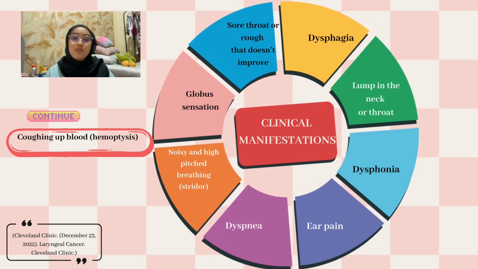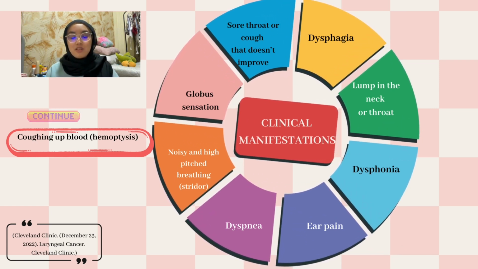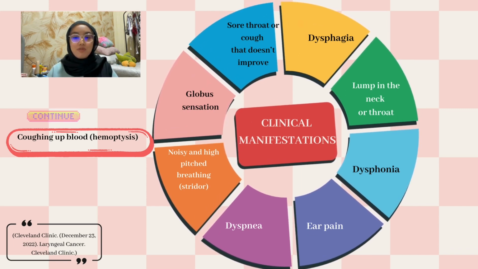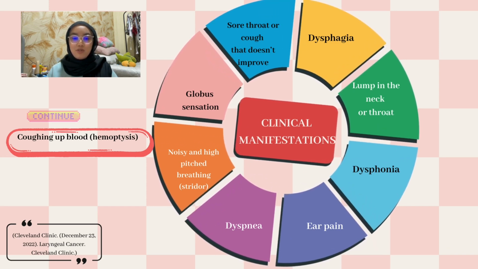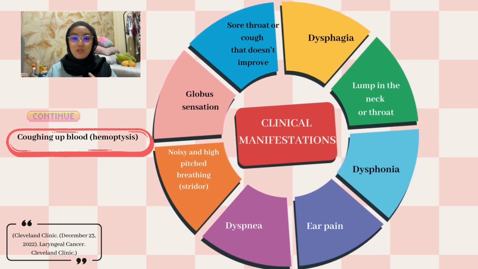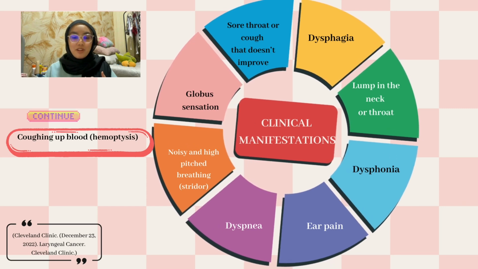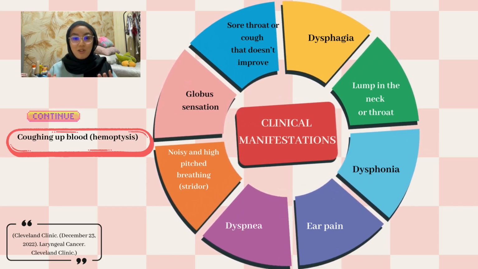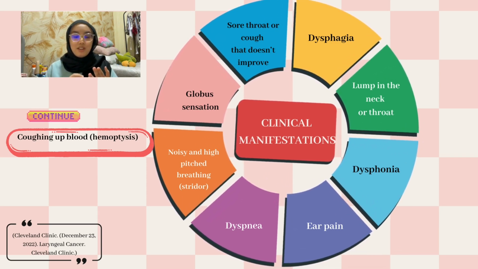So first, we will look into detail at the clinical manifestations. The most common symptom of laryngeal cancer is having a hoarse voice that does not improve and is mistaken for a cough or cold. Other symptoms are sore throat or cough that doesn't improve, dysphagia, lump in the neck or throat, dysphonia, which means voice changes like hoarseness that doesn't improve or worsens after 2 weeks, and then ear pain.